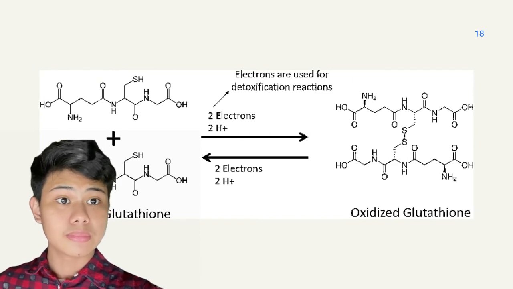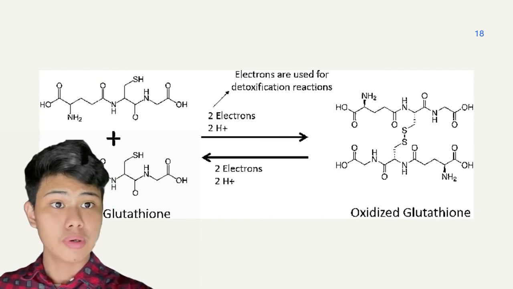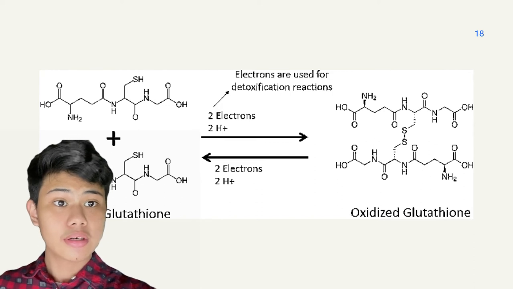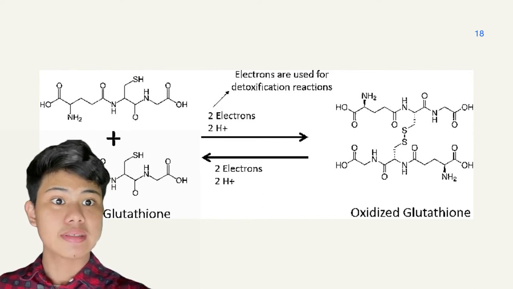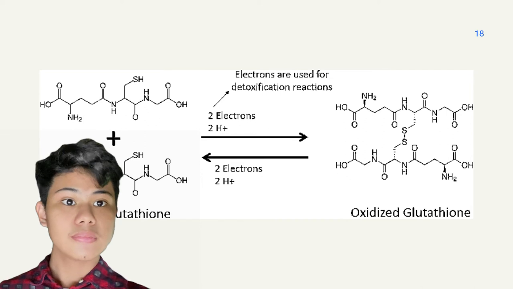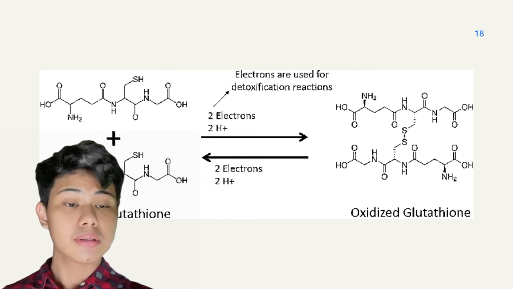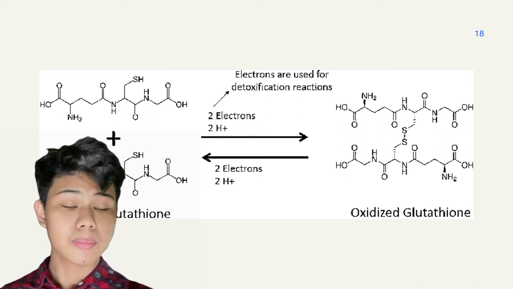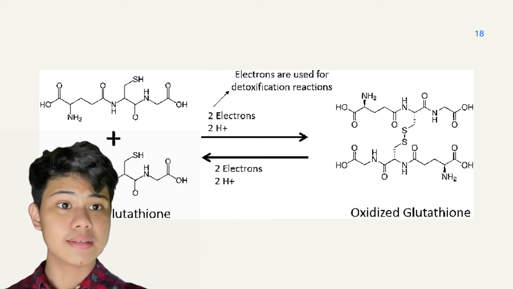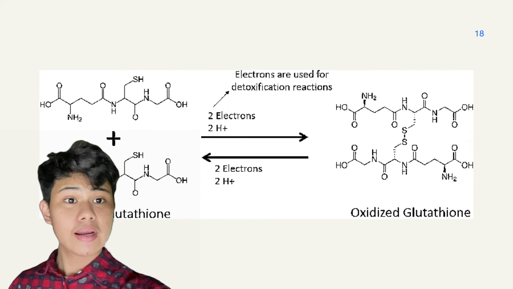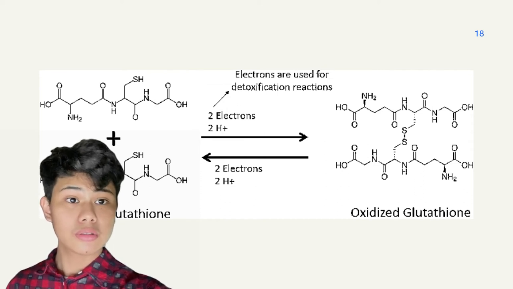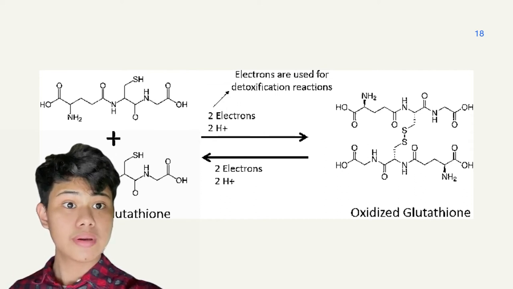Glutathione has two forms, its reduced and oxidized form. Please take note that the reduced form of glutathione is its active form. You can see that upon oxidation, the hydrogens from the SH group of glutathione are removed and given to stabilize free radicals. After the reaction, two glutathione molecules will bond, and a disulfide linkage will be formed.